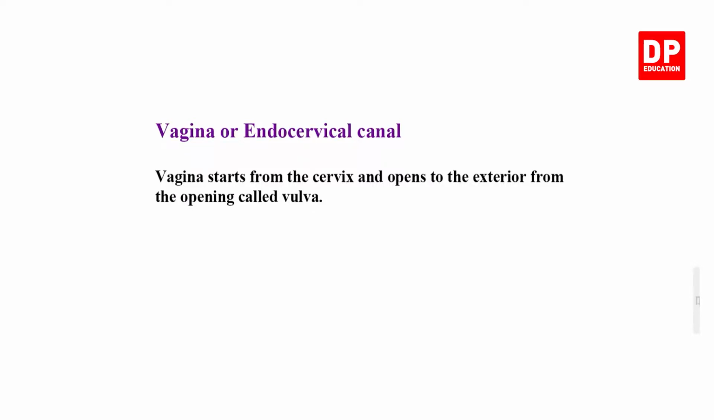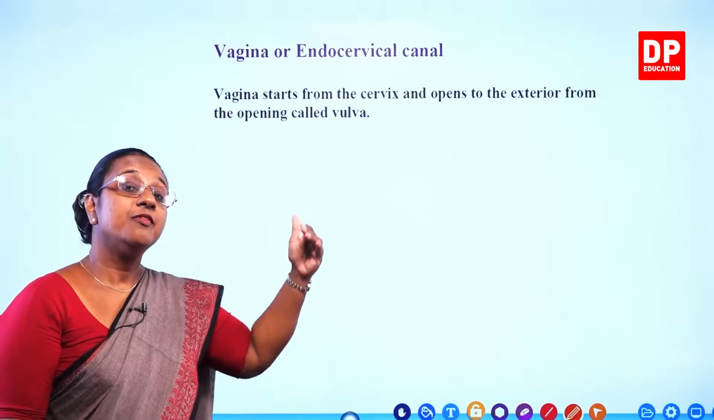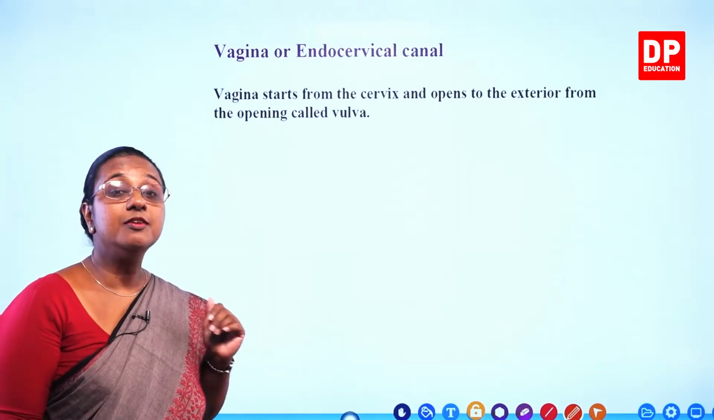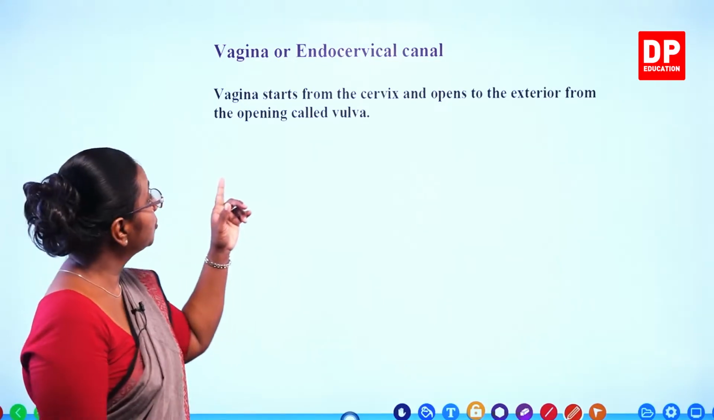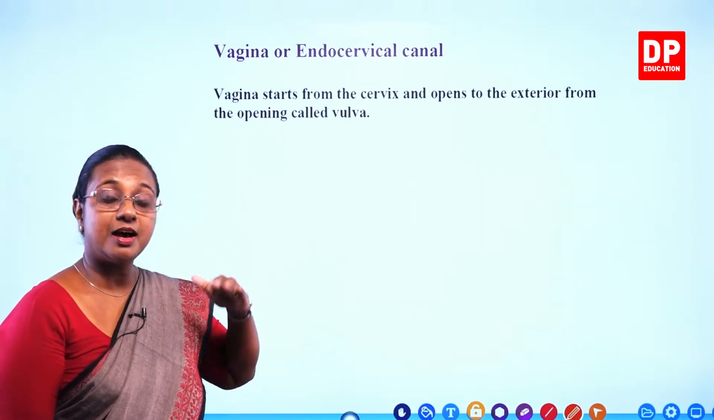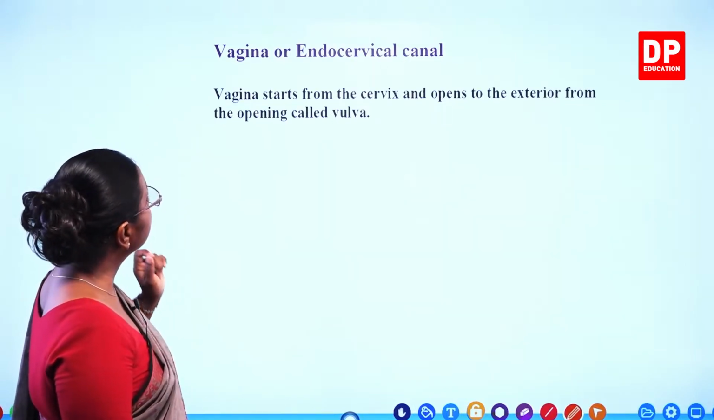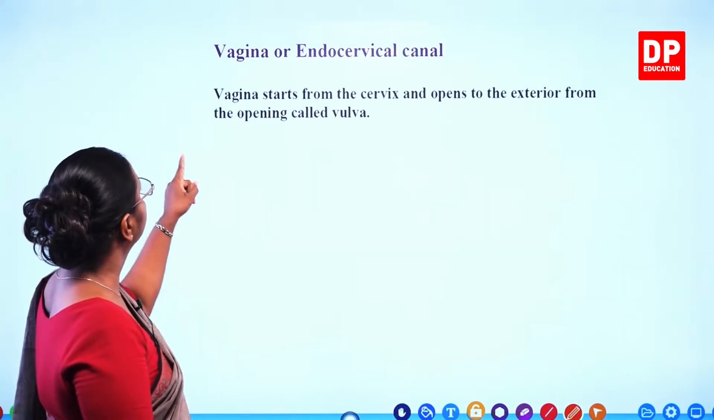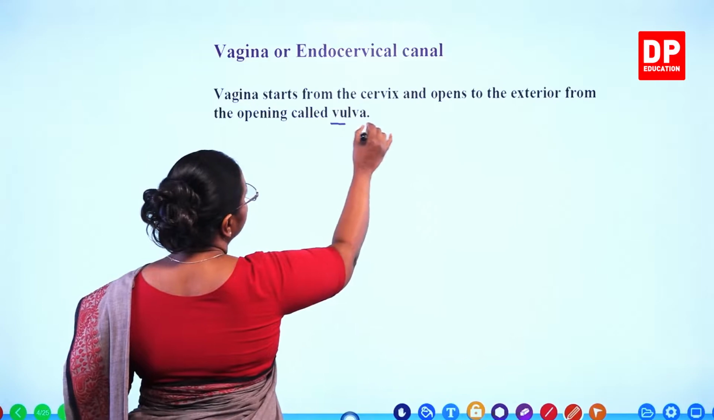Vagina, or endocervical canal. As I showed you in the previous diagram, from the cervix to the vulva. The vulva is the opening of the female reproductive structure that opens into the outer environment. So, there it opens through the vagina. Cervix, after that vagina, that has the opening vulva. The vagina starts from the cervix and opens to the exterior from the opening called the vulva. That is the opening.